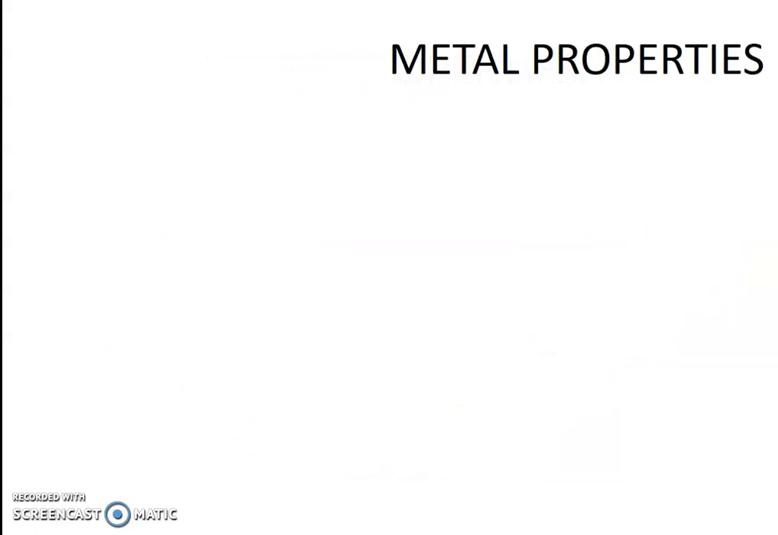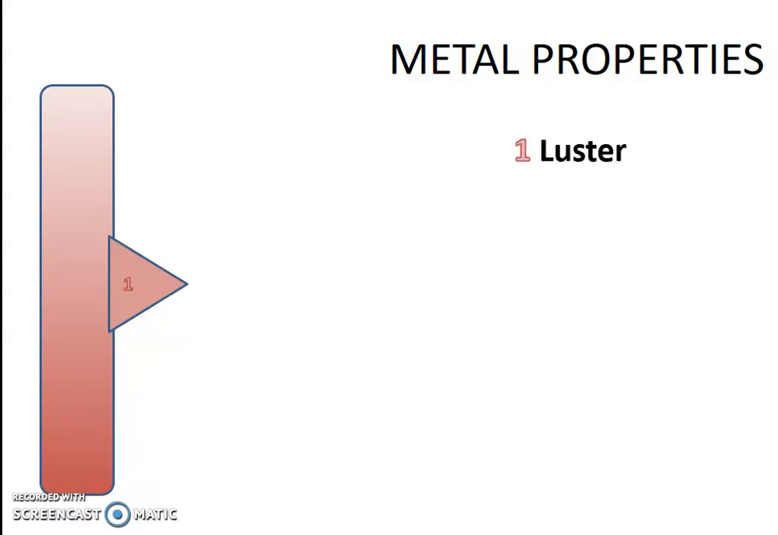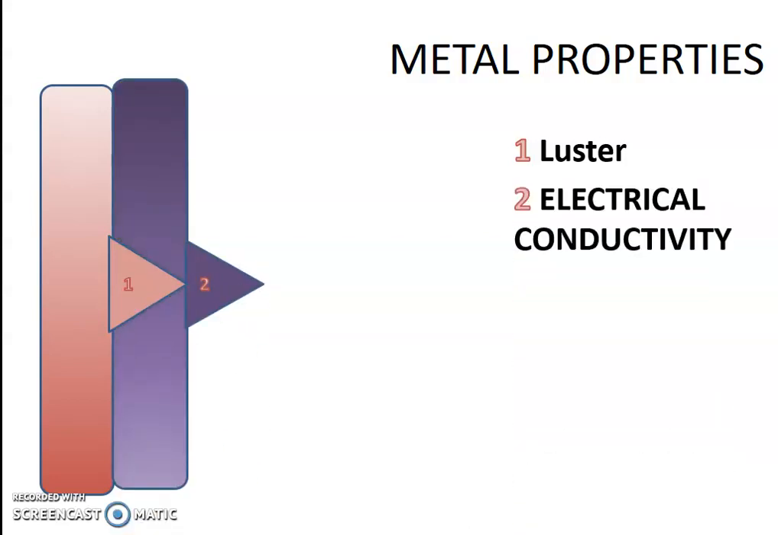Metal properties we are going to learn here. First property is lustrous. What is the meaning of lustrous? That is shininess. Second property, electrical conductivity. All electrical and mechanical equipment is based on this. Metals are good conductors of electricity, that's why they are used for making equipment. No branch of engineering would survive if metals were not conductors of electricity.